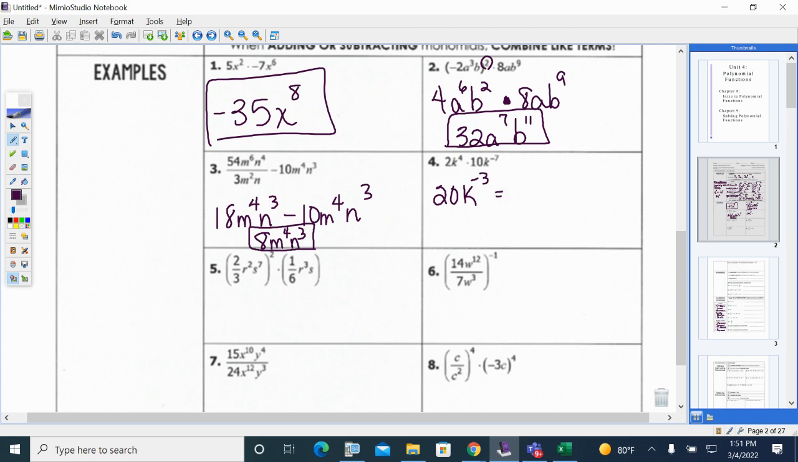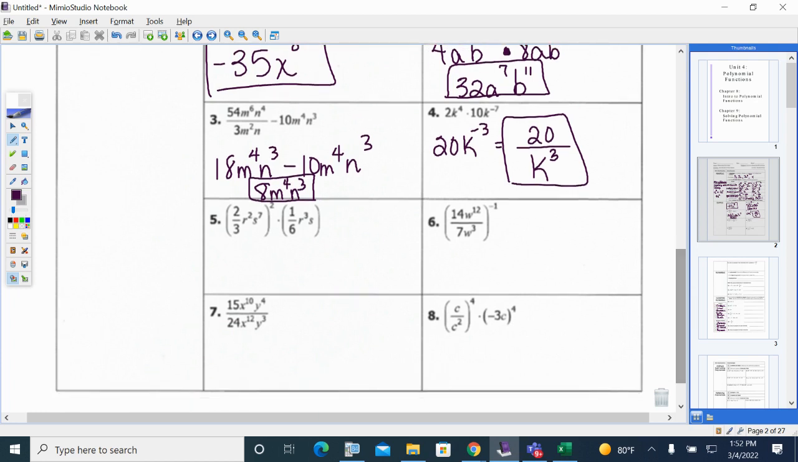Now, negative exponents in your answer are not okay, so we need to fix that. The negative 3 is only attached to the k, however. That negative 3 is not attached to the 20. So the only part of that that's going to move is just the k. The 20 will actually stay in the numerator. Had that been parentheses, that would have been a little bit different. But your answer there is 20 divided by k to the 3rd.